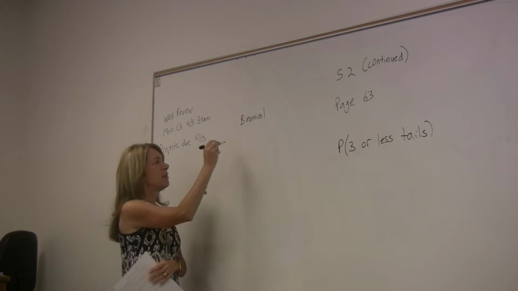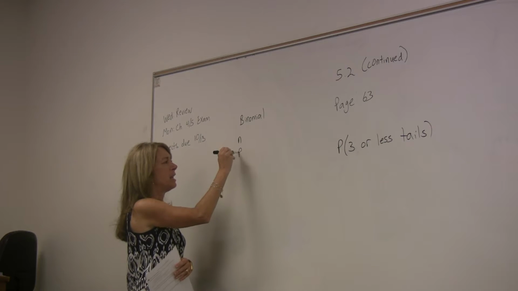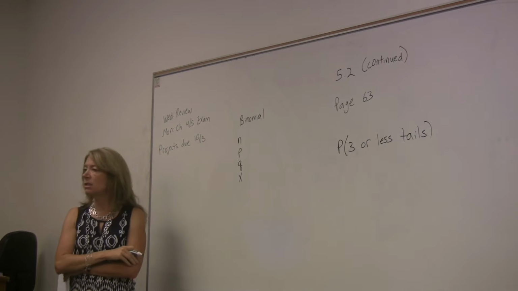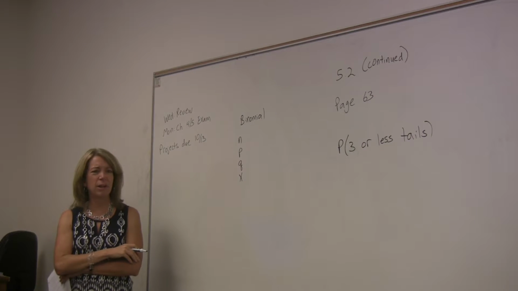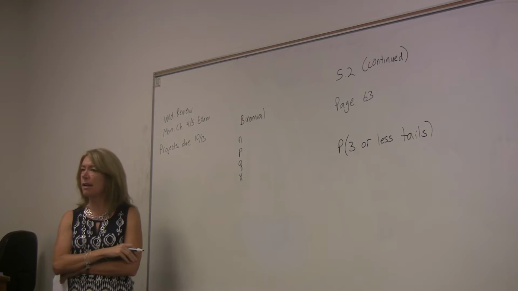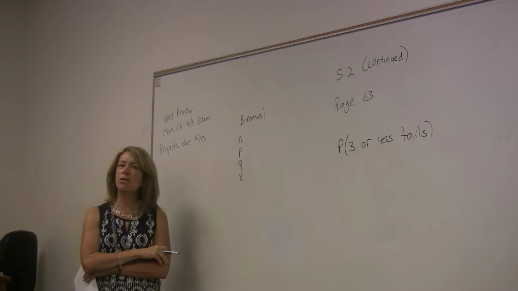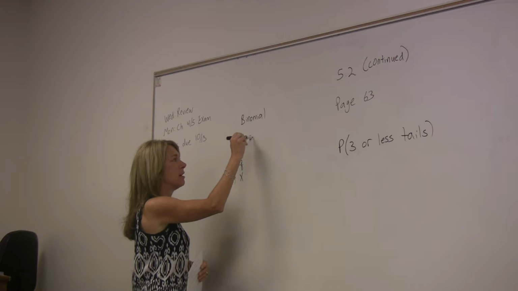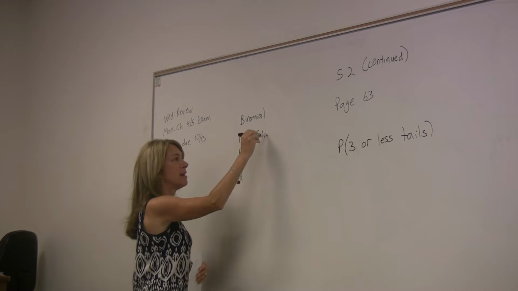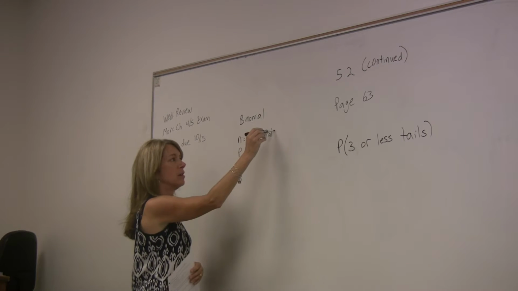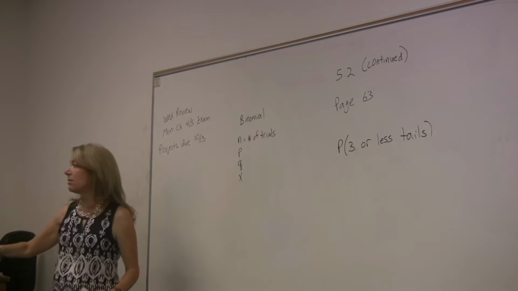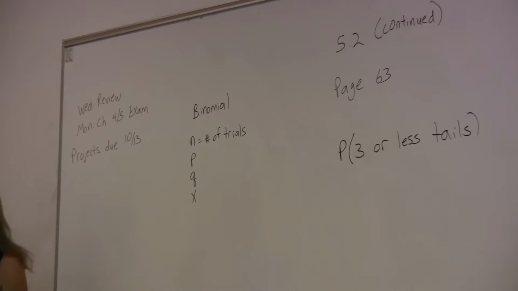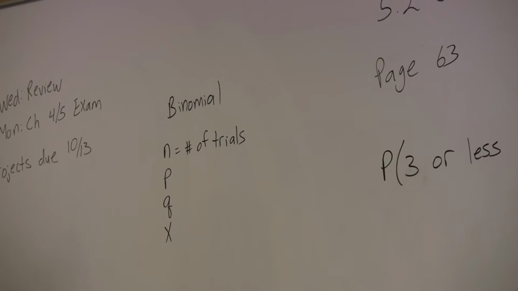And then we had a little bit of notation. We had N, P, Q, X. Let's jog our memory on what those represented. What was N? Number of trials, or the sample size. If I flipped my coin 10 times, I would try it 10 times, so the N would be 10, and I'd have a sample of 10 flips, right?